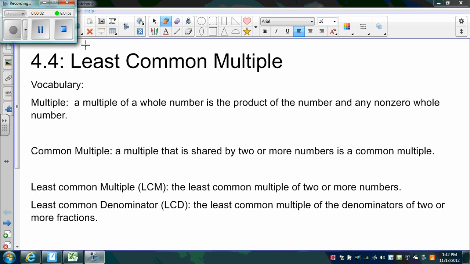This section is on 4.4, which is the least common multiple. So you're going to see some methods that are similar to the greatest common factor, but we don't want to mix up the two. So let's go through some vocabulary.